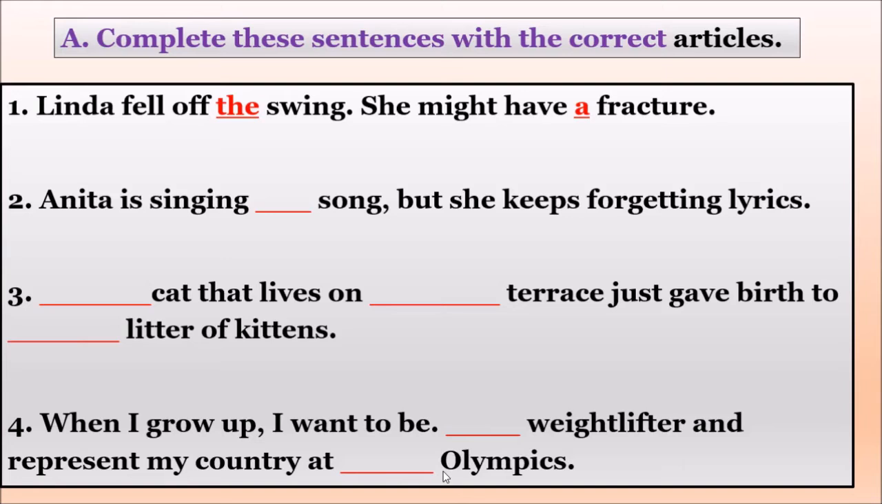Olympics is an occasion. We have spoken about this, right? When we give special importance to a particular time or period, or to an event which is a great thing, a statement, and a universal thing, we use "the" for Olympics. When I grow up, I want to be a weightlifter and represent my country at the Olympics.